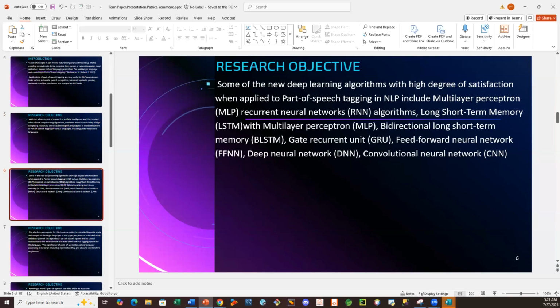The major issue and the absolute prerequisite for the implementation of any of these deep learning algorithms is a detailed linguistic study and analysis of the target language. And so in this paper, we propose a detailed study and description of the Ngiemboon part of speech system and its critical importance to the development of a state-of-the-art part of speech tagging system for this language.